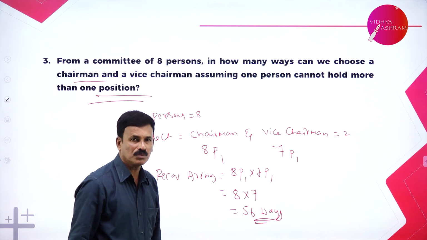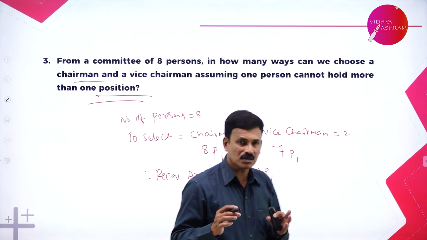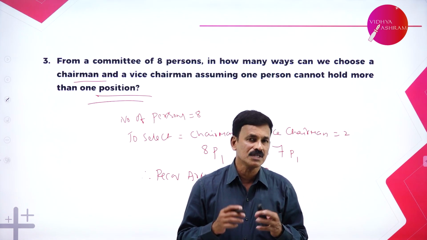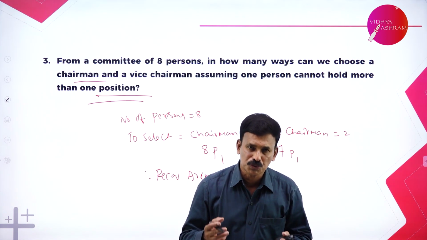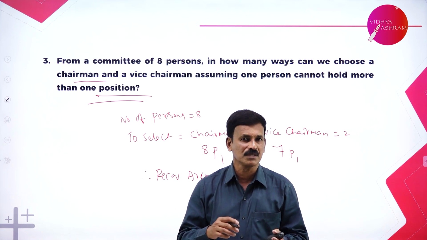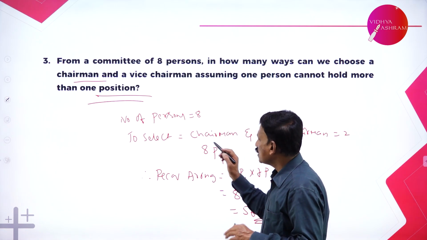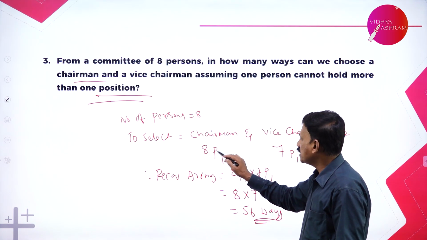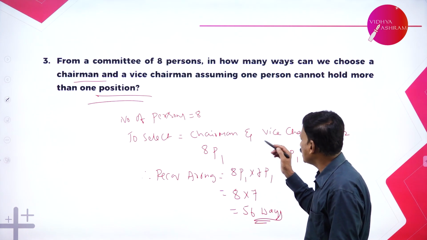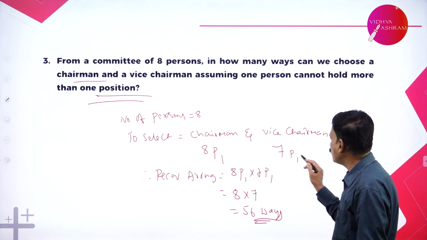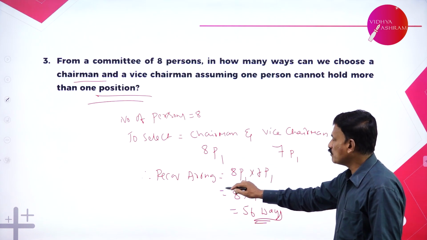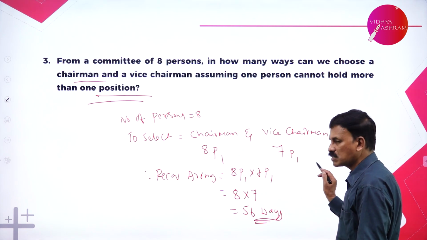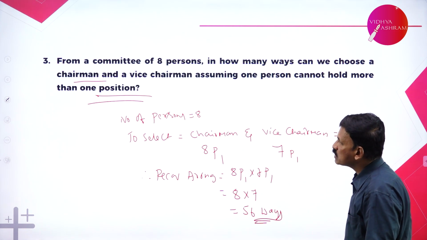That's it. Very simple problem. There are 8 persons. We have to select 2, one chairman and one vice chairman. The condition is given. What is the condition? One person cannot hold 2 positions. So one person cannot be a chairman and a vice chairman. That means out of 8 persons we are going to select any 2. That one is a chairman. So 8P1, if one chairman is selected, then the remaining 8 minus 1, 7P1, is for the vice chairman. So therefore the number of arrangements is equal to 8P1 into 7P1, that's equal to 8 into 7, that's equal to 56 ways. Now move on to the next problem.